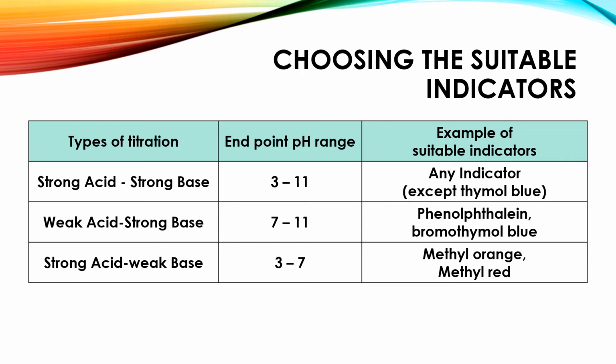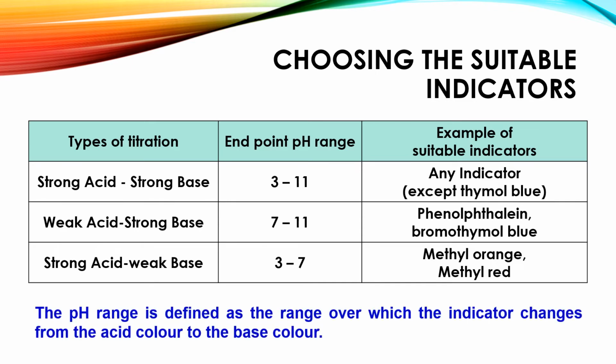For a strong acid and strong base reaction, the pH range is between 3 to 11. For a reaction between a weak acid and a strong base, the pH range is between 7 to 11. And for the reaction between a strong acid and a weak base, the pH range is between 3 to 7. The pH range is defined as the range over which the indicator changes from the acid color to the base color.